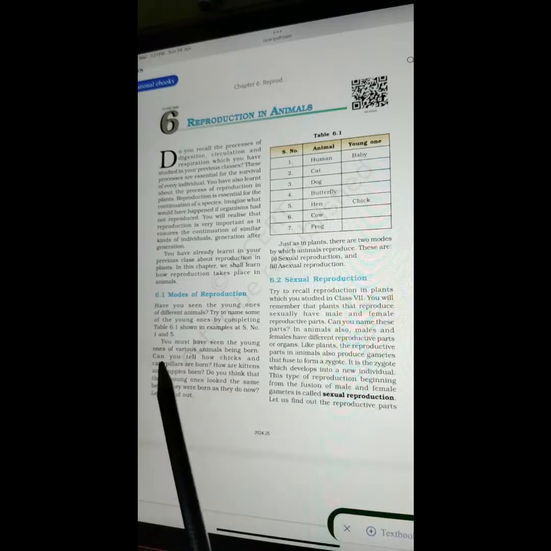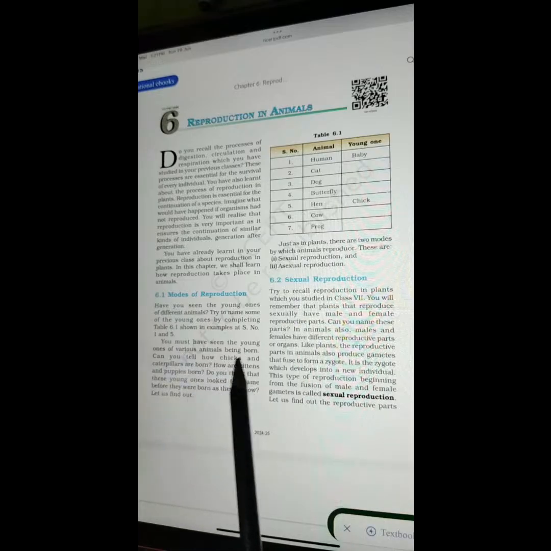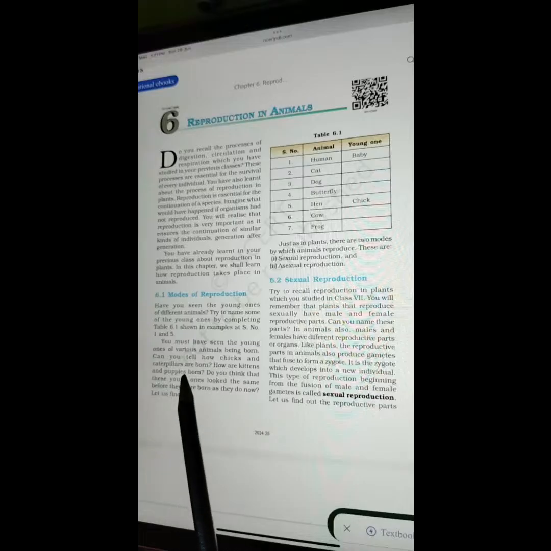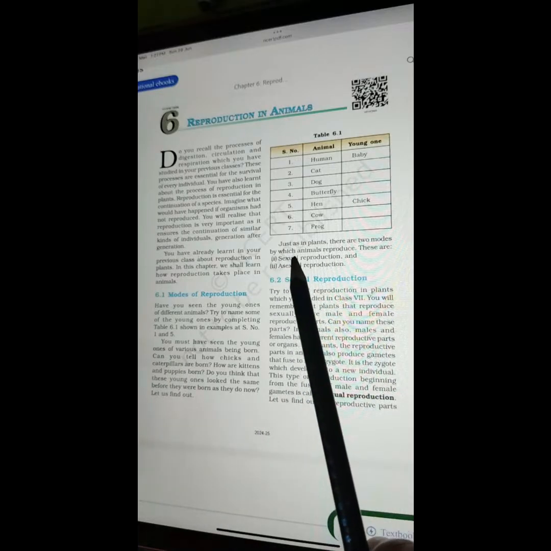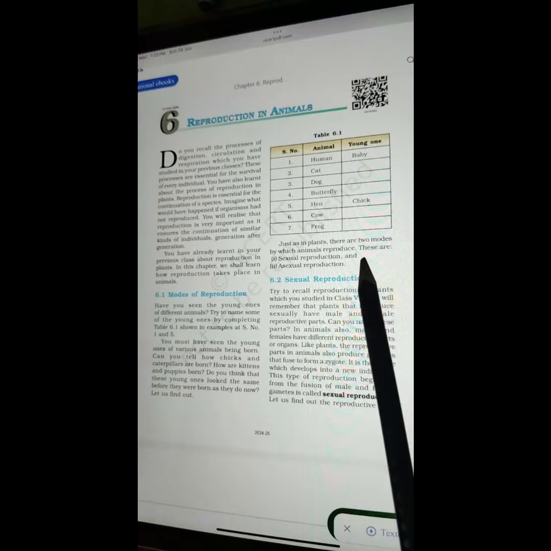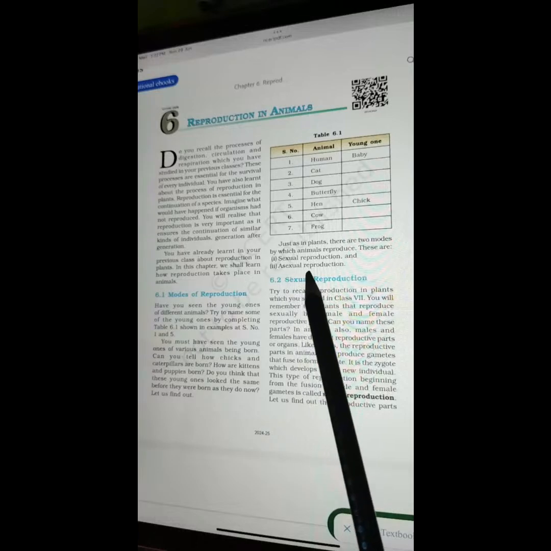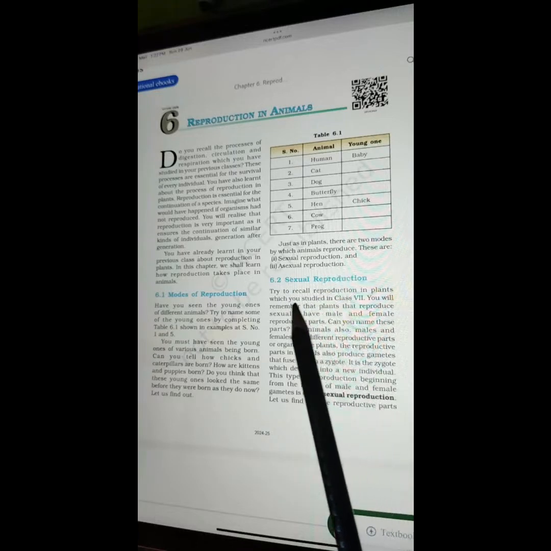You must have seen the young ones of various animals being born. Can you tell how chicks and caterpillars are born? How are kittens and puppies born? Do you think that these young ones looked the same before they were born as they do now? Let us find out. Just as in plants, there are two modes by which animals reproduce. These are sexual reproduction and asexual reproduction.